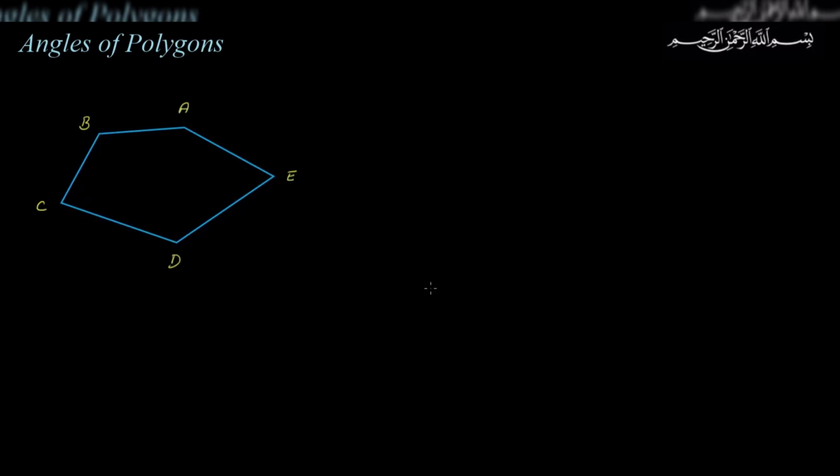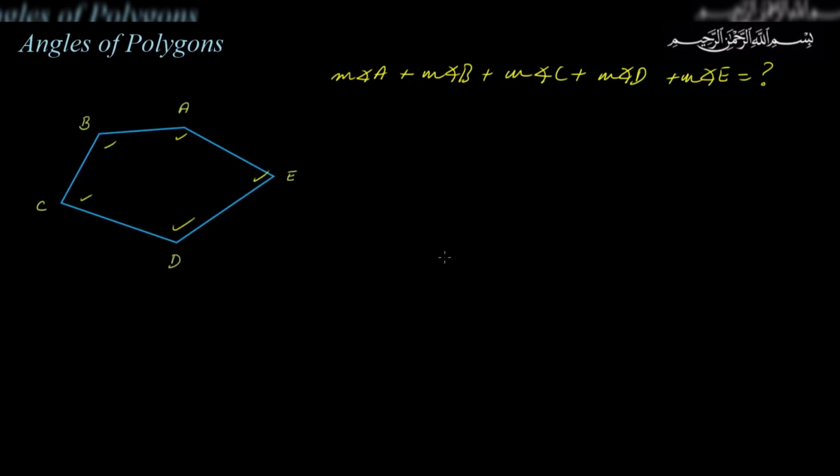Okay, now let's say I wanted to find the sum of all the interior angles. So what we're going to try to do today is to find the sum of all the interior angles of polygons. That's one of the things I'd like to do today. For example, if you were to add up the measure of angle A, the measure of angle B, the measure of angle C, the measure of angle D, and the measure of angle E, what would the sum of all of these angles be?